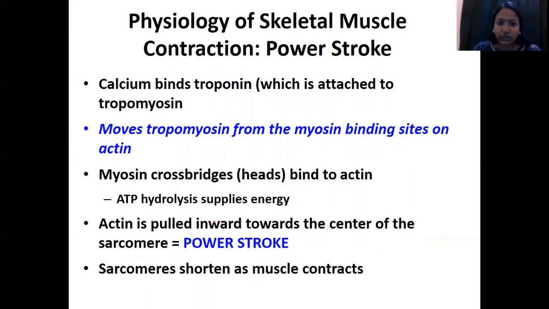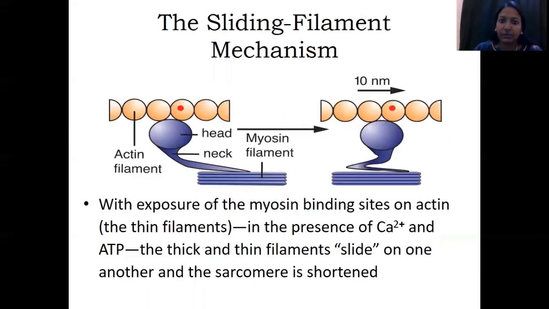Now if you take this sliding filament mechanism, it will look something like this. You can see the actin filament, and then you can see the myosin filament.